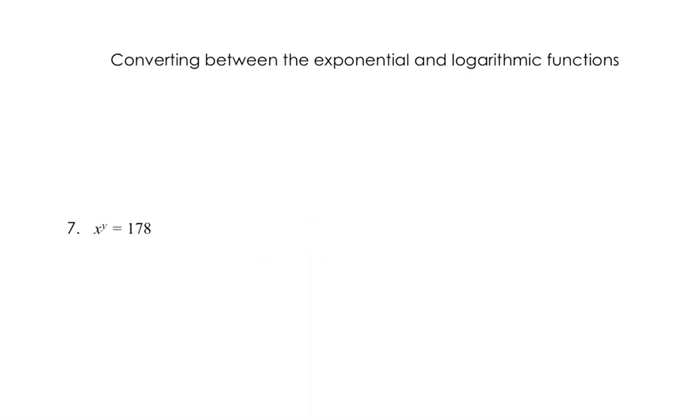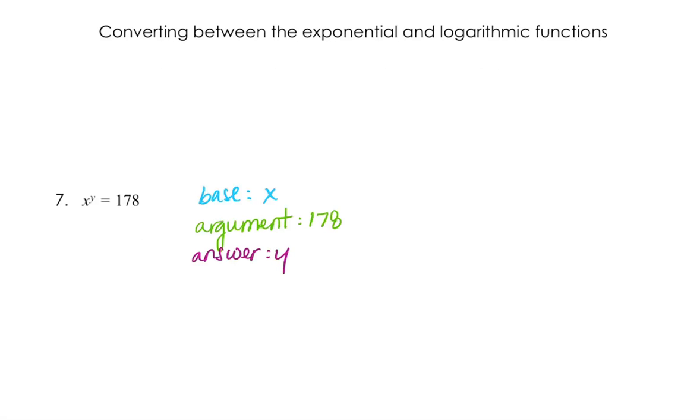Now moving on to part 7, it reads, x elevated to y equals 178. Let's identify the parts of this exponential function. And we can rewrite this as a logarithm function by saying the log base x of the argument 178 equals our answer, which is y. And this will be the final answer to that question.